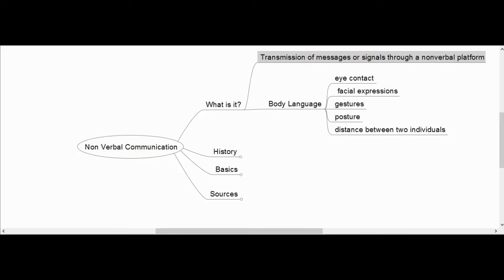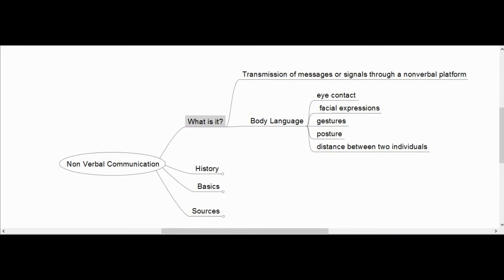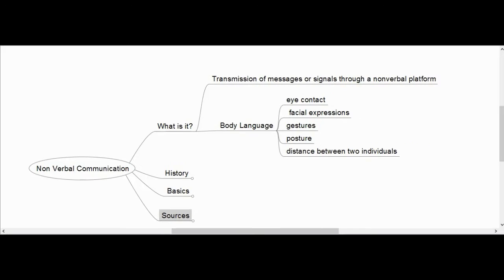Today we're going to be talking about nonverbal communication. What is it? History, basics, and sources. It's basically transmission of messages or signals through a nonverbal platform. And these are examples of nonverbal platforms: eye contact, facial expressions, gestures, posture, etc.